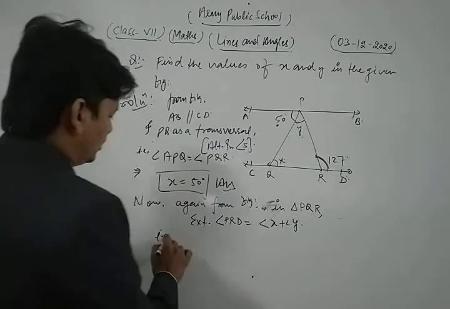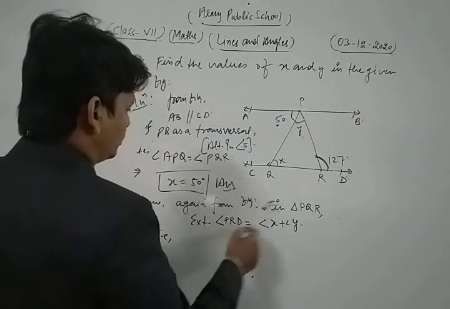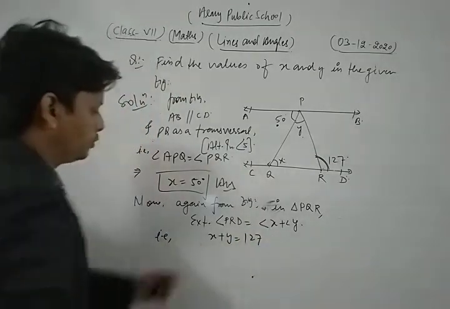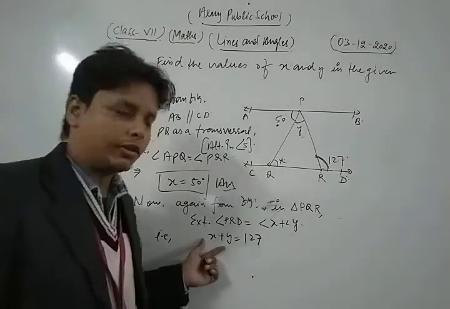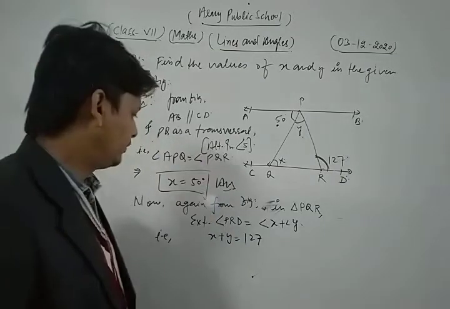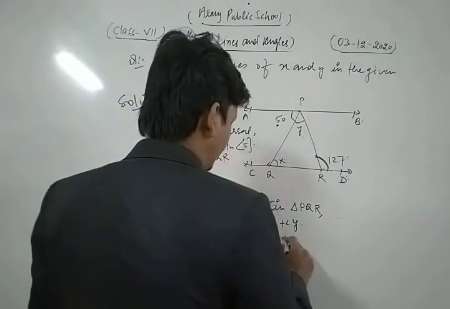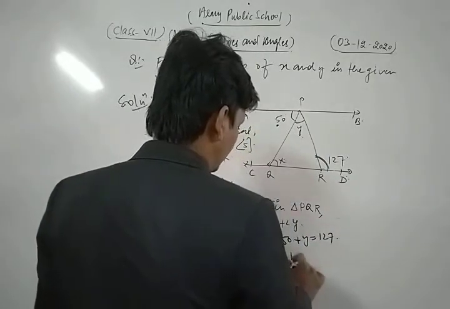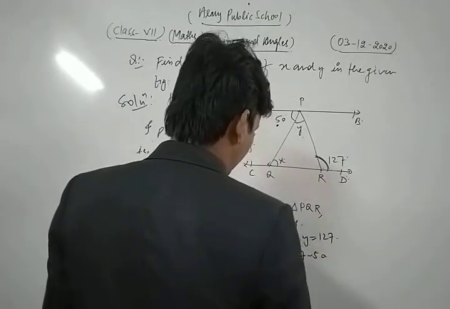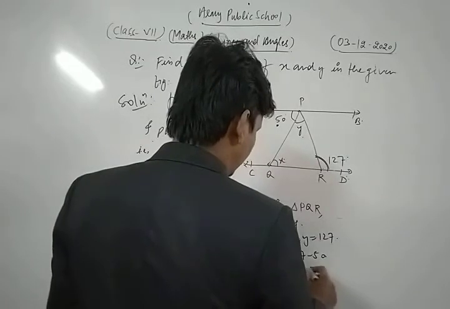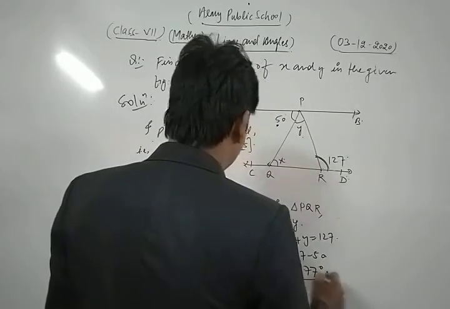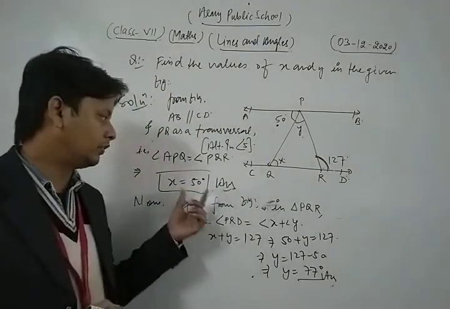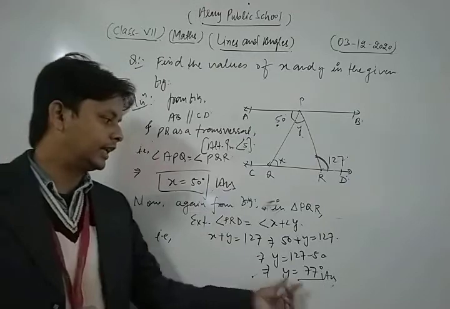That is, we get x plus y is equal to 127. Now we put the value of x, which is 50 degrees. So from there we get 50 plus y is equal to 127. Thus, the value of y is equal to 127 minus 50, that is y is equal to 77 degrees. Thus, this is another answer. So in this way, solving, we find the value of x is 50 degrees and y is 77 degrees.